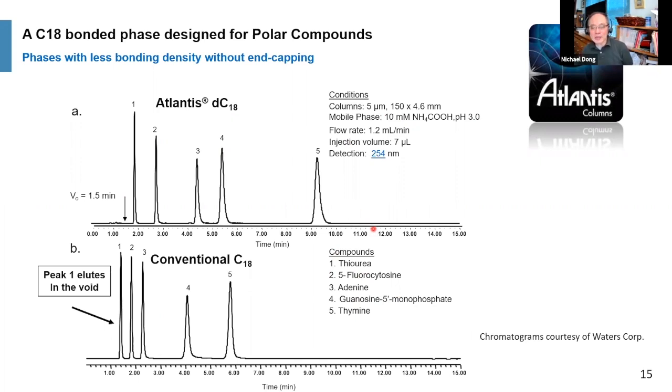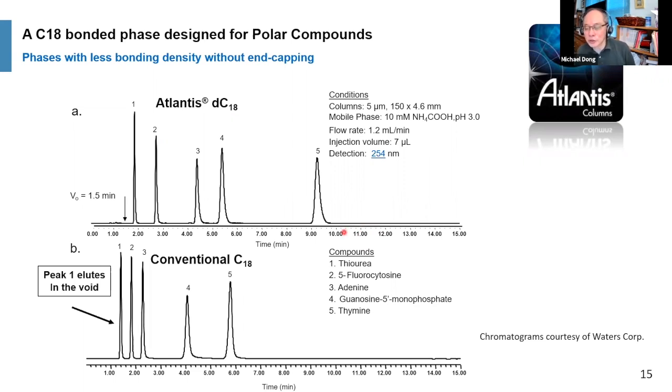Now, how do they do that? They won't tell me. I keep asking them about the bonding chemistry. And finally, I get some inkling, right? Number 1, they are not fully bonded, meaning that the ligand density is very low, right? They do a partial bonding, which sounds kind of very bad, right? But it's not fully bonded, and they're not end-capped at all, right?